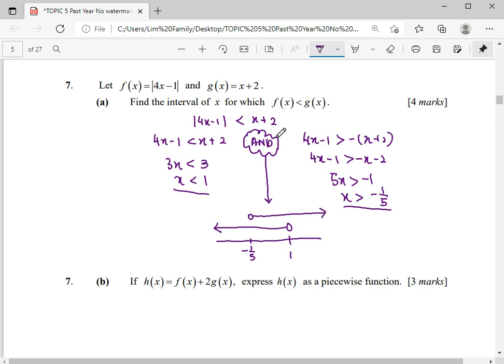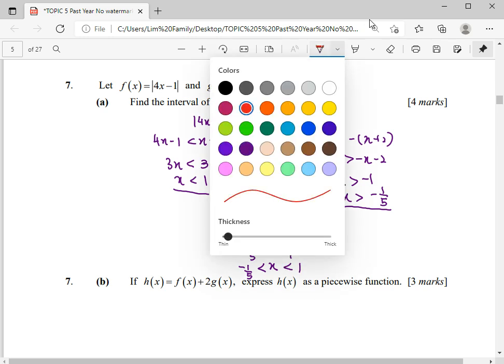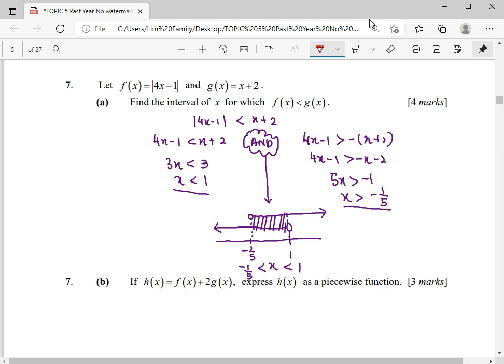Intersection, "and". So this tests the concept of intersection. For both lines, we find the intersection where it occurs at this region. So this is our intersection part. Shade the region out, and then we state our answer. Our x is in between negative 1 over 5 less than x less than 1. So this is chapter 2.